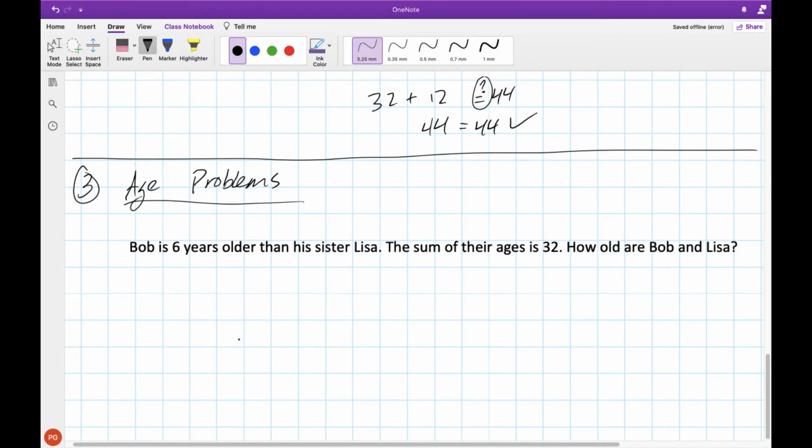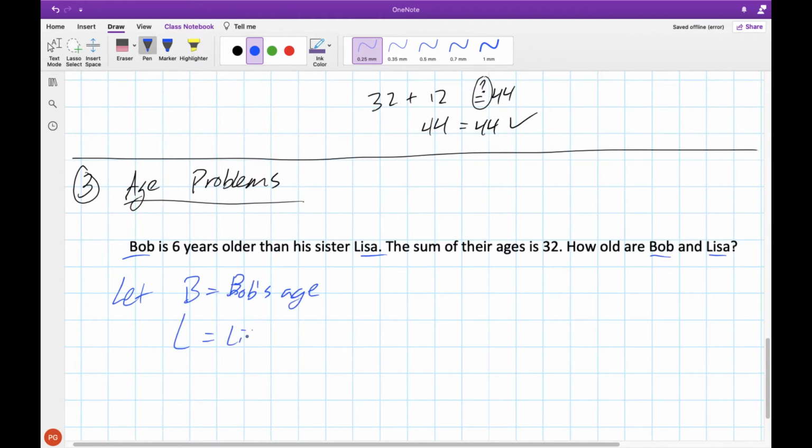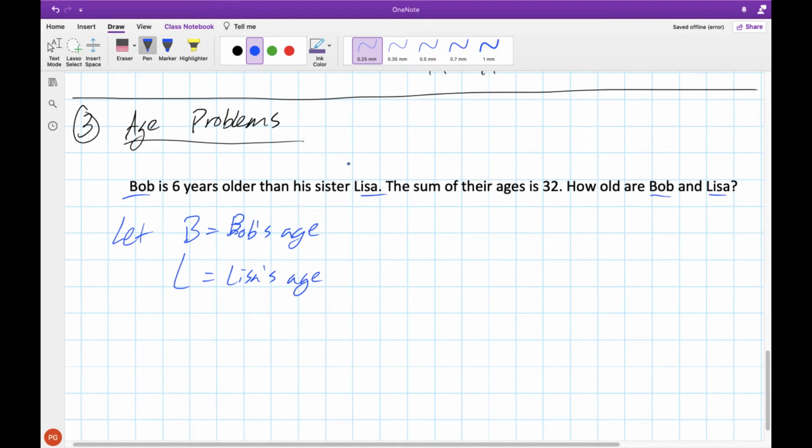The third type of common word problem is age problems. Something like: Bob is 6 years older than his sister Lisa, and the sum of their ages is 32. We want to know how old Bob and Lisa are. In this one, we've got 2 different numbers we're trying to solve for, the ages for Bob and Lisa. So let's let B be Bob's age and L be Lisa's age. If Bob is 6 years older than Lisa, that tells us Bob's age has got to be Lisa's age plus 6. And we're also told the sum of their ages is 32.